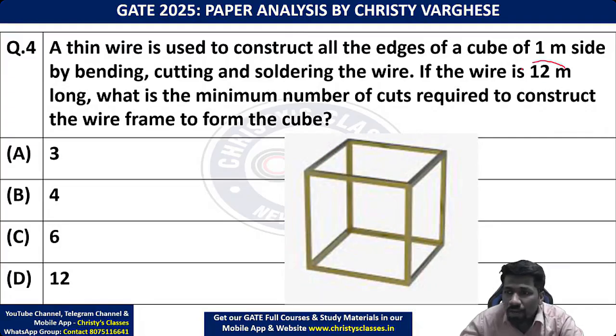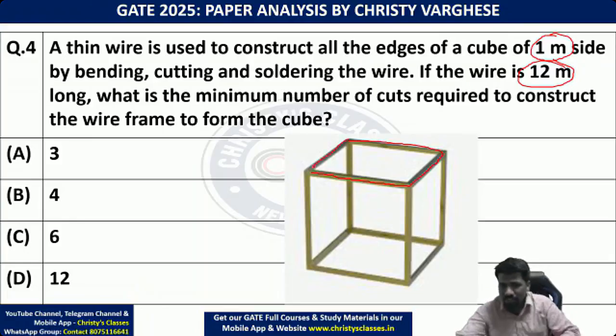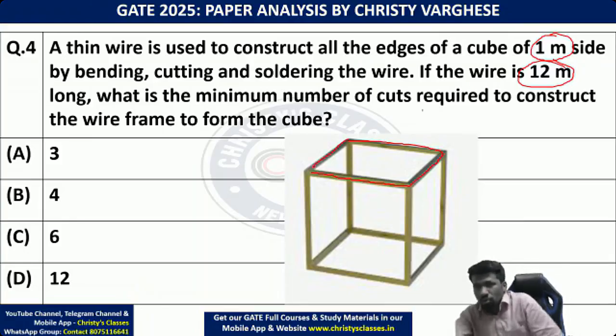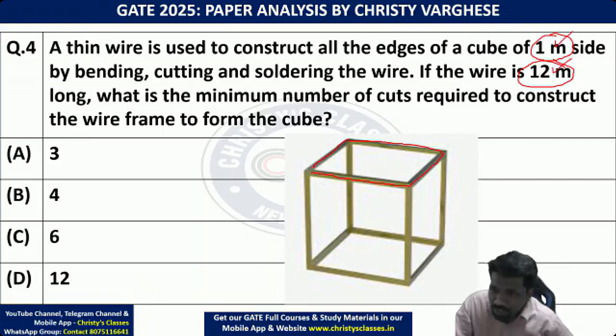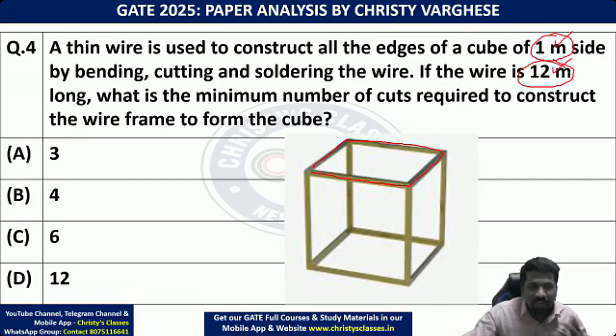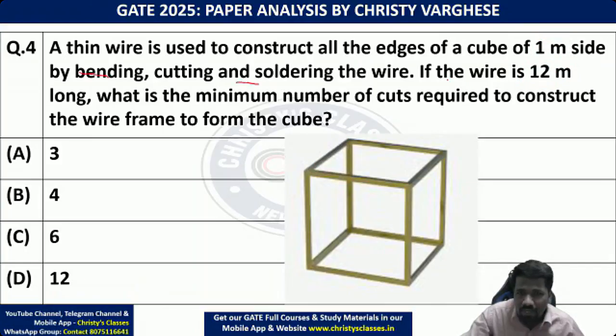वो 12 मीटर को 1 मीटर वाला divide कर रहा है, मतलब हर edge के लिए 1 मीटर. You don't have any extra length. That is an important thing. 1 into 12 is 12 meter. So 13 मीटर था तो extra 1 मीटर है. Waste करना okay था, but here wastage करना possible नहीं है. So bending, cutting and soldering से करना है.